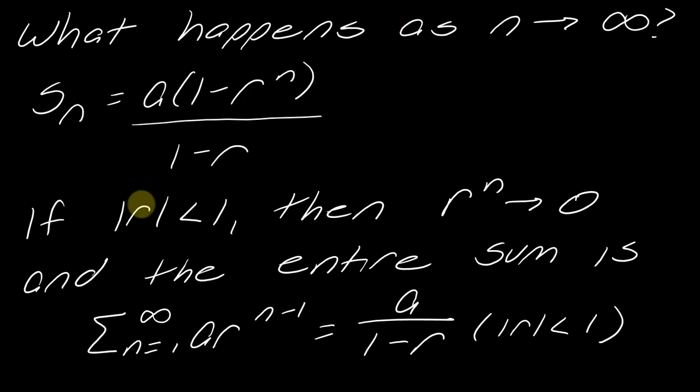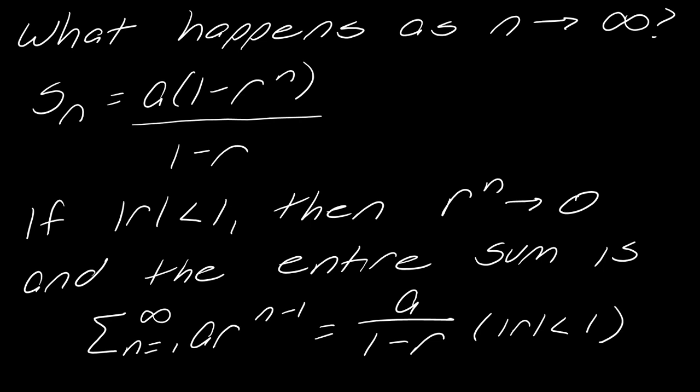But if the absolute value of r is less than 1, then r to the n will end up going to 0. And so this is an infinite series, right? So if I have an infinite amount of terms, and this is going to 0, then this just becomes a times 1 on top. So I'm just really left with a as n goes to infinity. And so what's interesting is that for this geometric sum, I actually just get this nice little formula as long as the absolute value of r is less than 1.